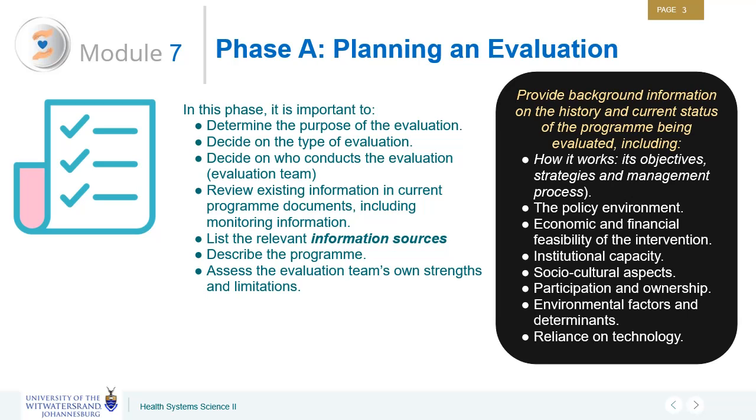Providing background information on the history and the current status of the program being evaluated includes the following: how the program works, in other words, its objectives, its strategies, and management process, and a number of issues related to the environment in which the program has been conducted, the policy environment, the economic and financial feasibility of the intervention, any institutional capacity that needs to be considered, whether there are socioeconomic or historical or cultural aspects that have to be brought into consideration, issues of partnership and ownership, any environmental factors and determinants, and if there is a reliance on technology in order to conduct the evaluation.